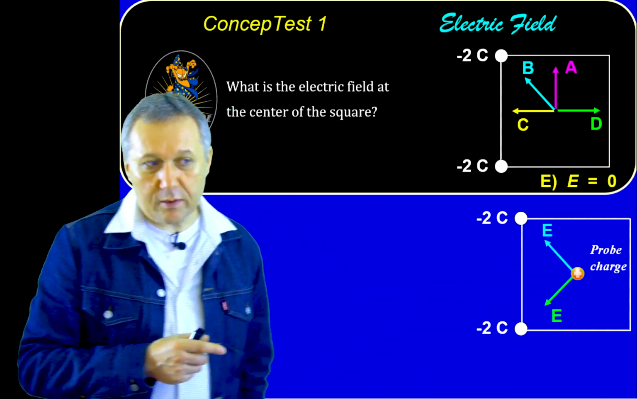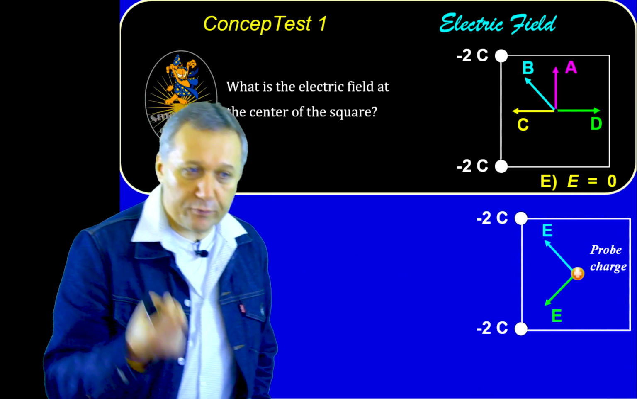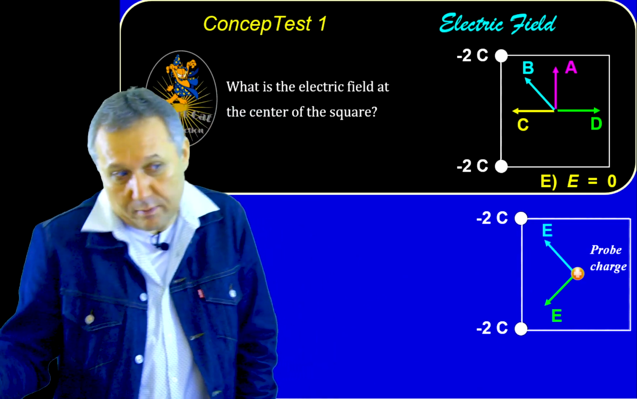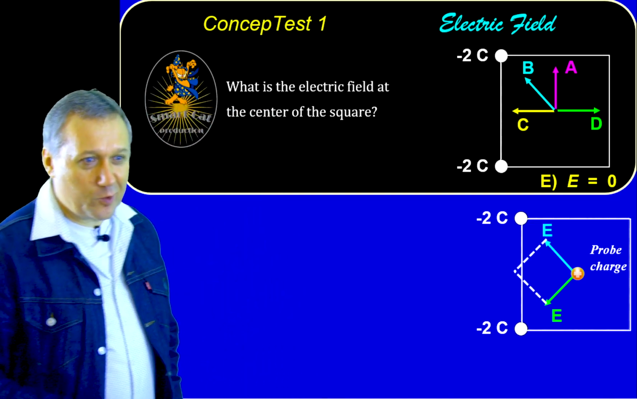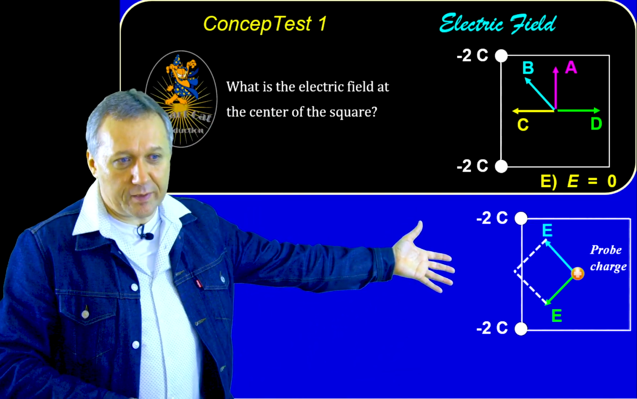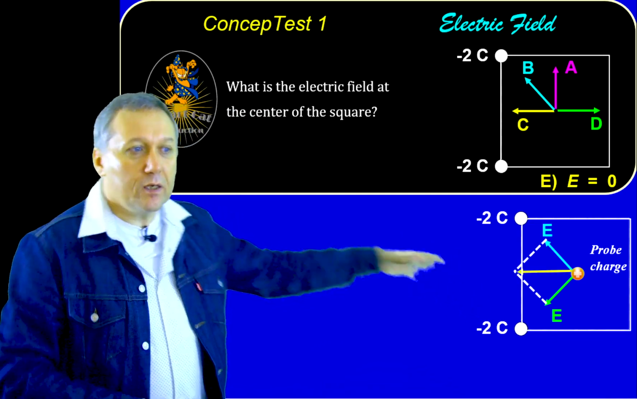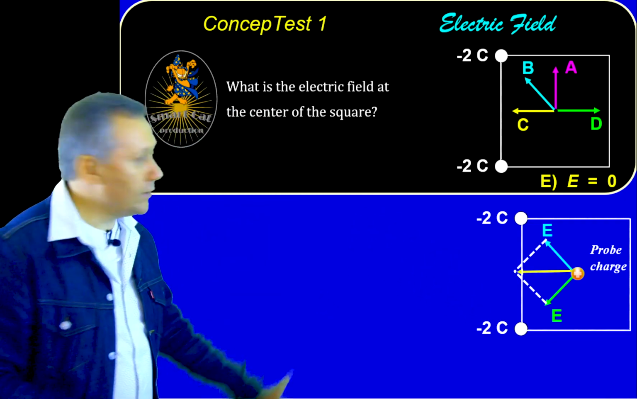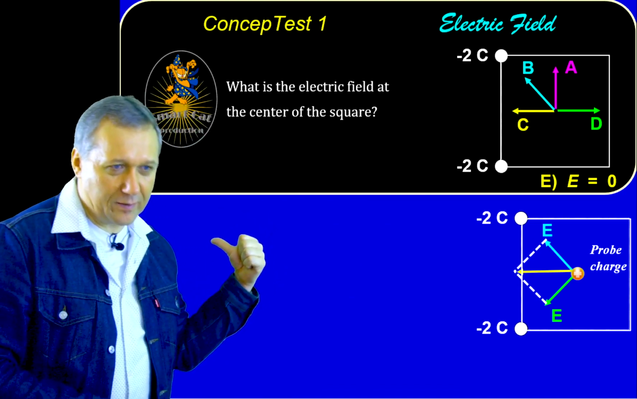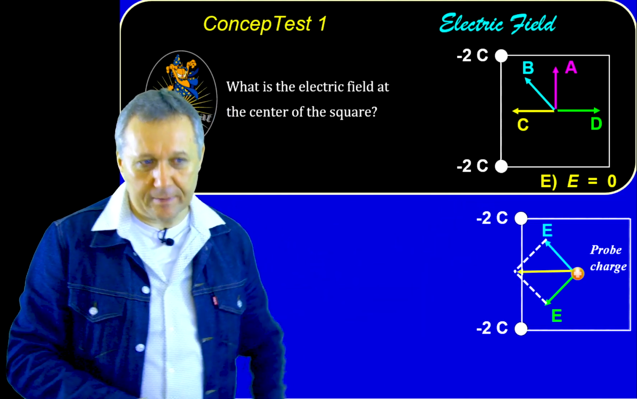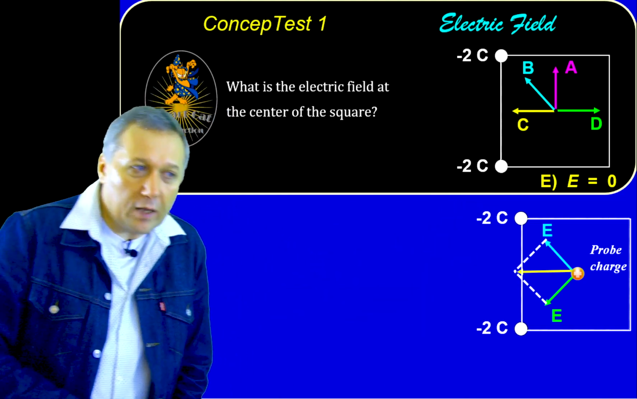So now the last step, principle of superposition. We just need to add these vectors as vectors. So you just complete a parallelogram, and of course you will end up with a net electric field, pure horizontal, pointing that way. So which is option C, right? So it's one approach.